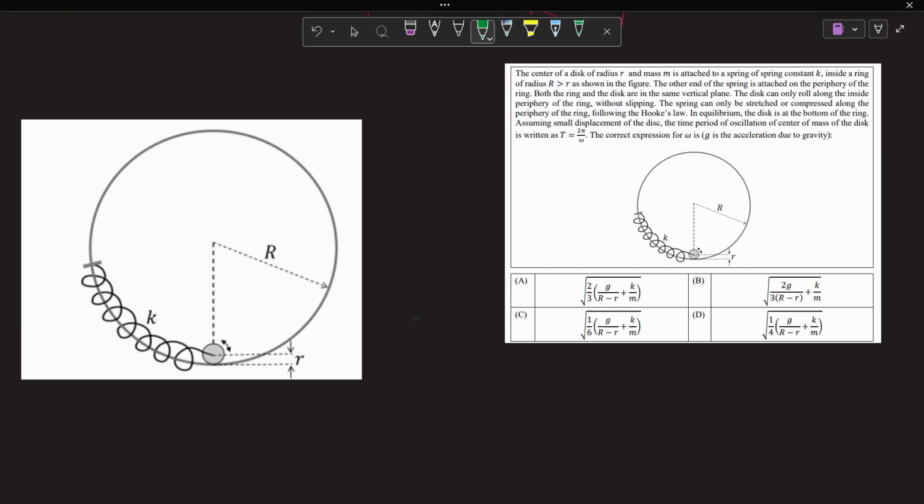Okay, so the spring is basically inside this periphery, so it can't come like this. In equilibrium, the disk is at the bottom of the ring. Assuming small displacement of the disk, the time period of the oscillation is T equal to 2 pi by omega. Then we have to find omega.